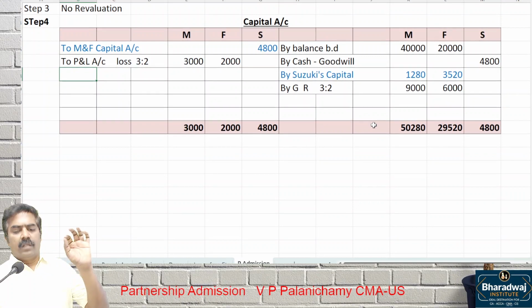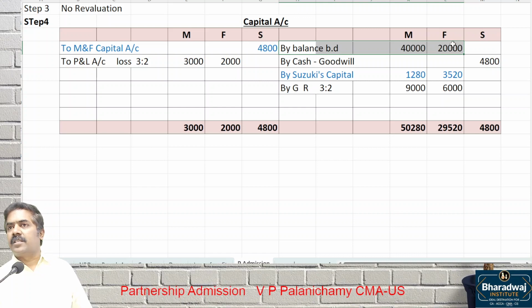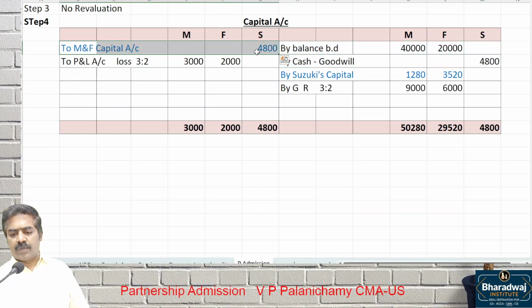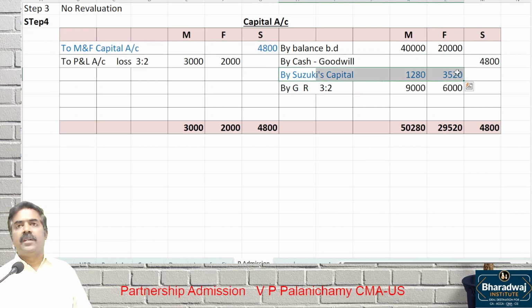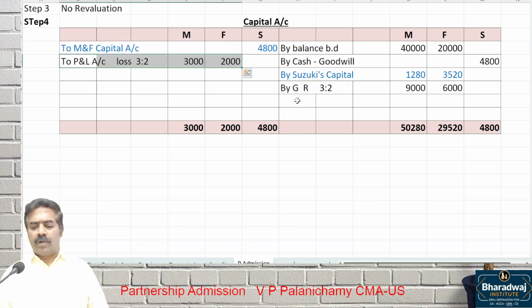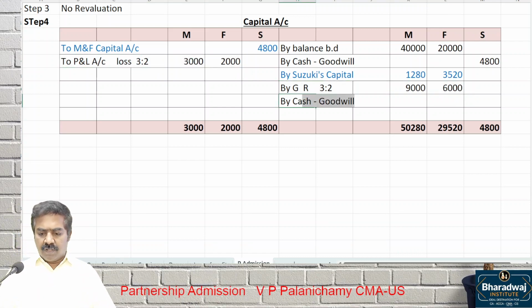Now, listen, pay attention. Opening balance, any doubt? It is given in the opening balance sheet. By cash brought in for goodwill, that is transferred to the other partners in which ratio? Sacrificing ratio. General reserve is transferred in which ratio? Old ratio. P&L account loss is transferred in old ratio. By cash brought in for capital is missing. That is what is missing in the question. How much capital is brought in by the new partner is missing.